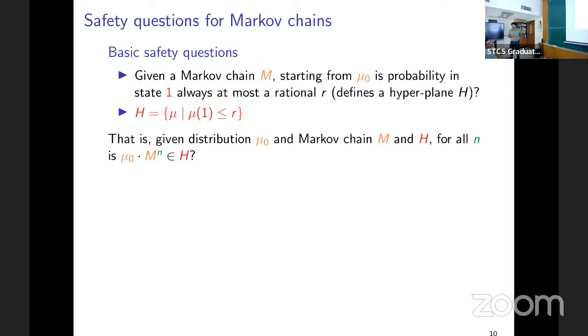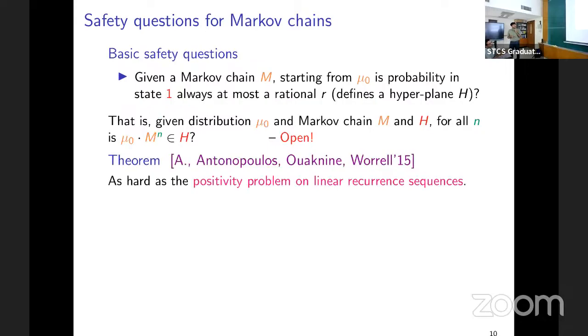So it turns out that surprisingly, this problem, which looks much simpler, is still open, right? And there is this famous problem called Skolem's problem, which is related to this. And there's a related problem called the positivity problem on linear recurrence sequences. Which, it turns out, in 2015 we showed this. It's a very simple 8-page ICALP paper. If you're interested, I strongly recommend you go take a look at the proof.